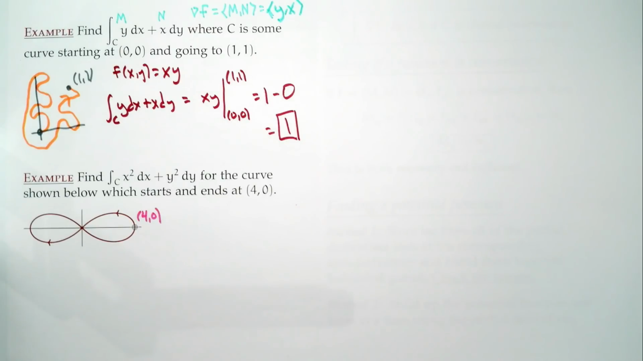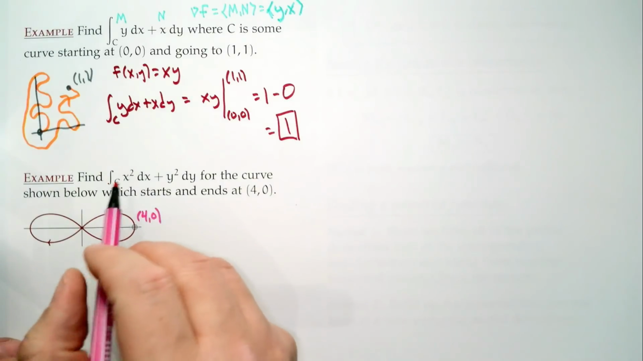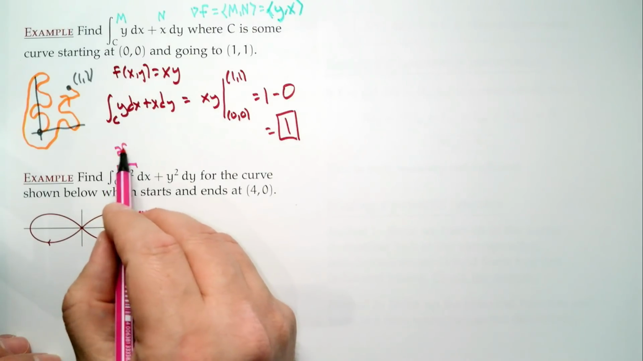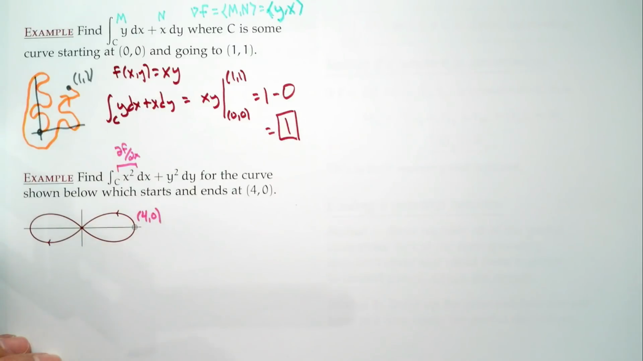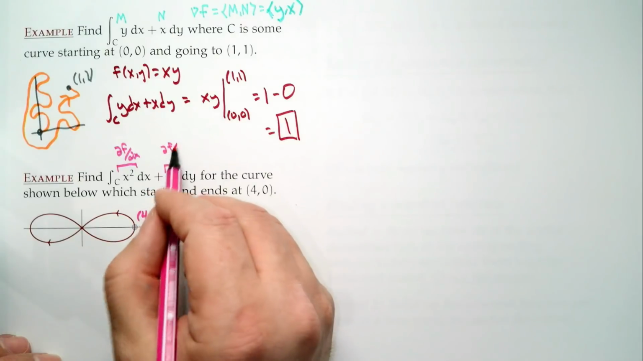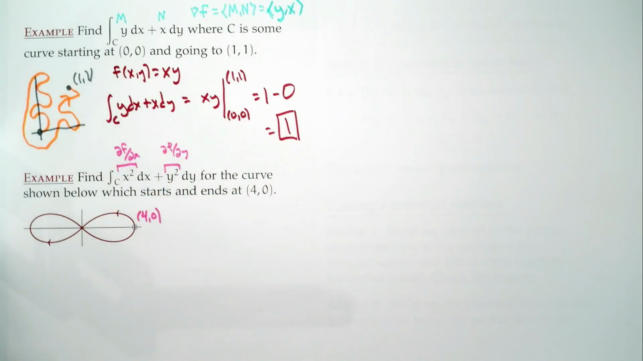So let's think about this. Probably the same idea should do it. So we're looking for a potential function. So the x squared, we hope, is what we get when we take the derivative with respect to x, and the y squared should be what we get when we take the derivative with respect to y. So let's just start with the x squared. What's something that when we take the derivative of it with respect to x, we get x squared?